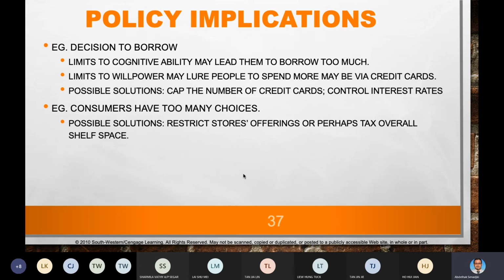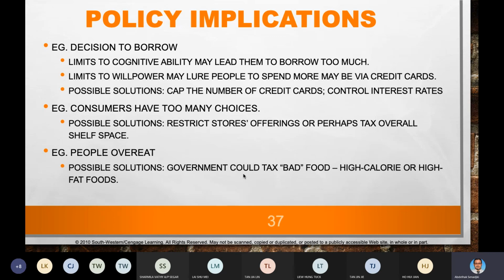Another example, consumers have too many choices. Possible solution, restrict stores' offerings or perhaps tax overall shelf space. But again, sometimes when you limit too much, the choices will come to a negative side where people don't buy because there are not so many choices.